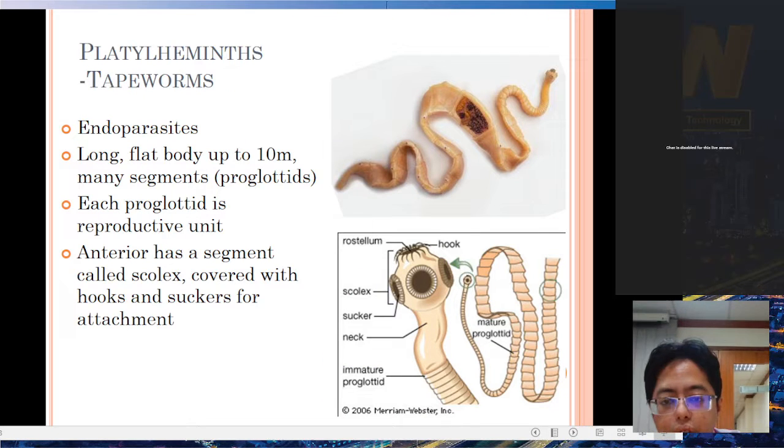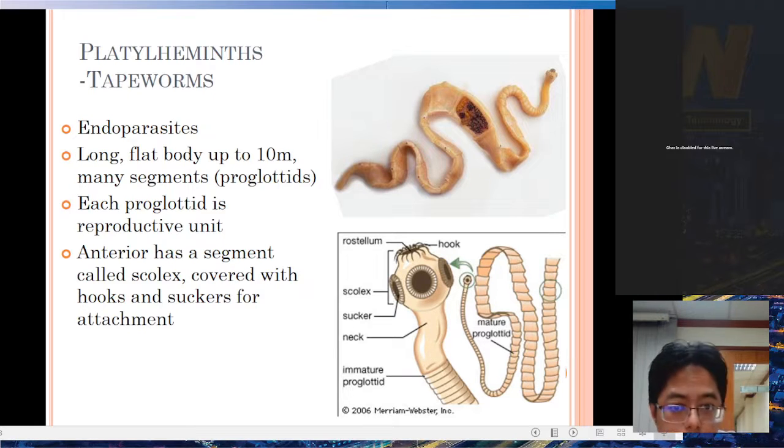This one is another type of platyhelminth called the tapeworm, because the body looks like a tape. They are endoparasites; they live inside of the host. They have a long flat body up to 10 meters, with many segments. These segments are called proglottids, and each proglottid is a reproductive unit. Each part right here can independently create eggs.